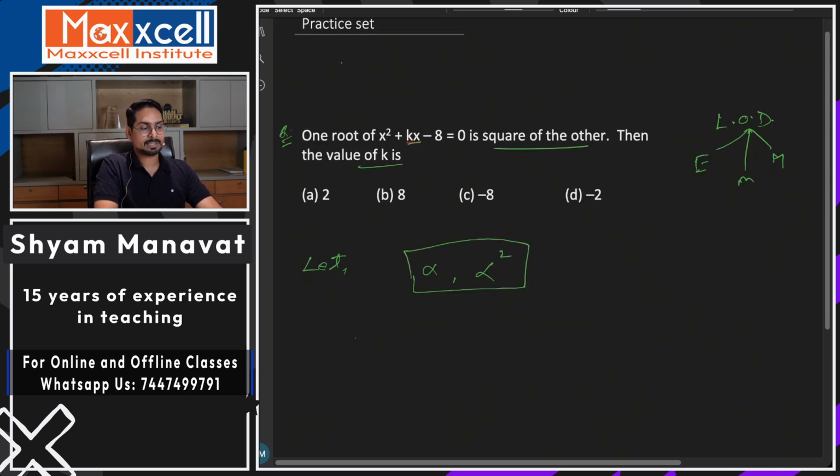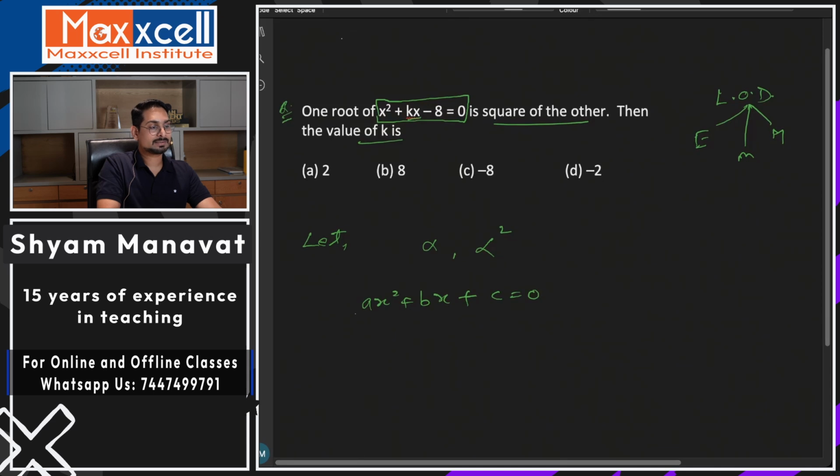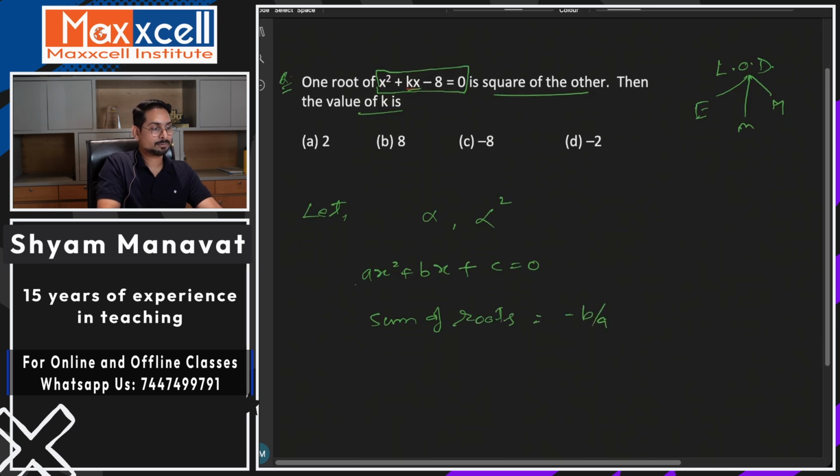Now, question said, find the value of k. How can we use this alpha and alpha square, the value of roots, as alpha and alpha square? We know the quadratic equation in form of roots, and we can compare the given equation with the general form of quadratic equation, ax square plus bx plus c, and say what is sum of roots and product of roots. So sum of roots is equal to minus b upon a, and product of roots is c upon a.